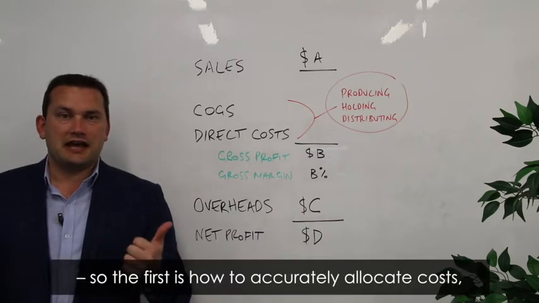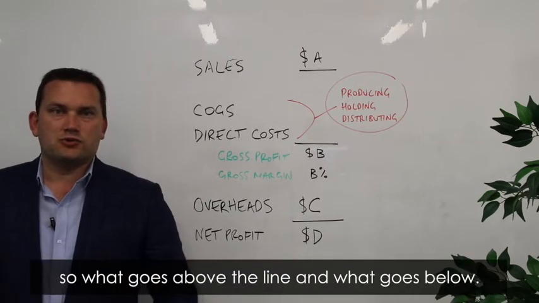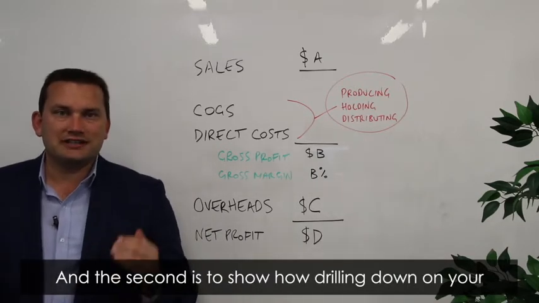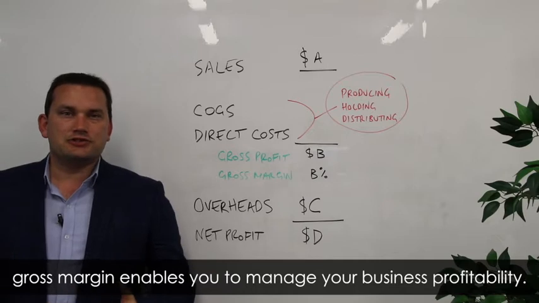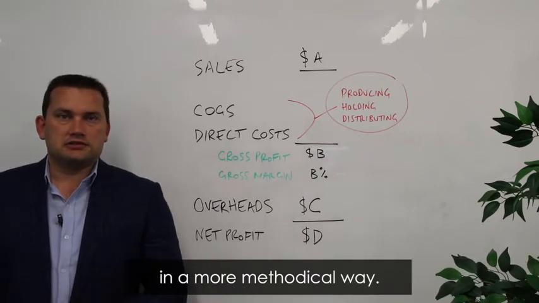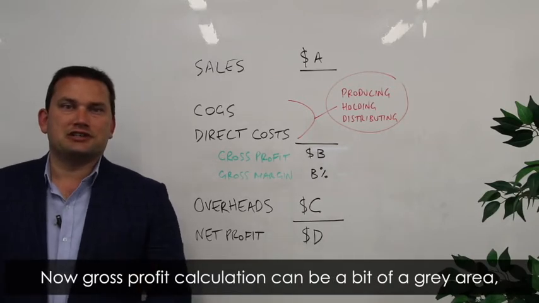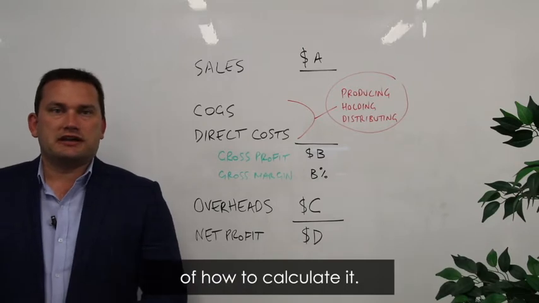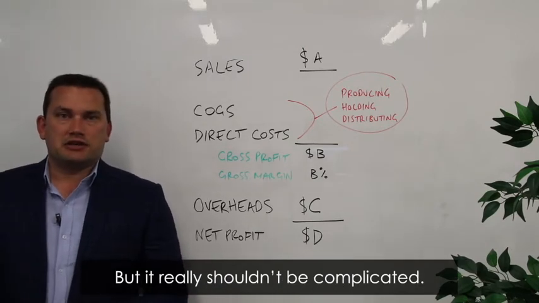So the first is how to accurately allocate costs, so what goes above the line and what goes below. And the second is to show how drilling down on your gross margin enables you to manage your business profitability in a more methodical way. Now, gross profit calculation can be a bit of a grey area. Everyone you meet will have a different idea of how to calculate it, but it really shouldn't be complicated.